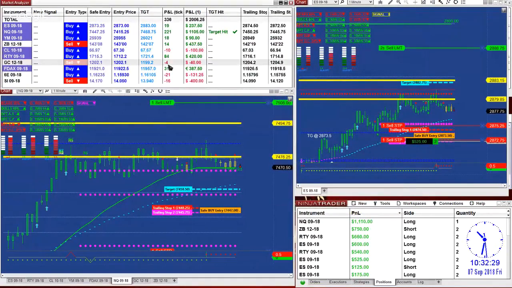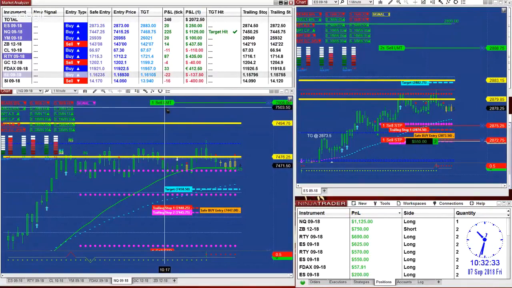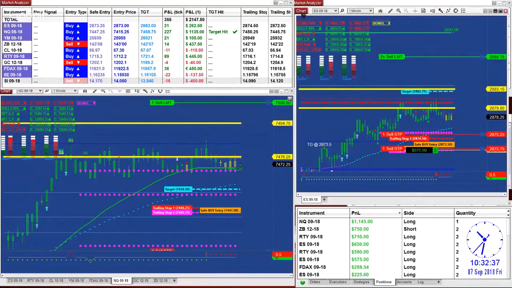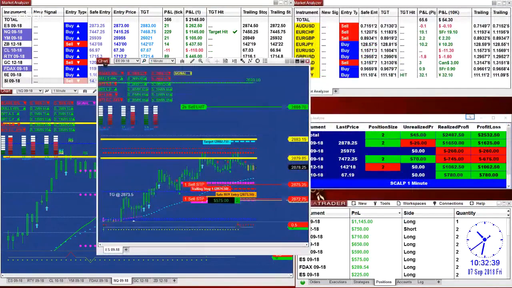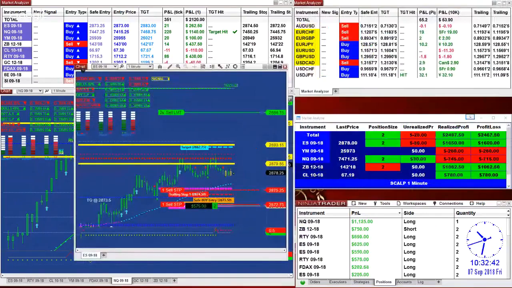And then we have the gold, which is struggling today. The 6E did go south, and the silver is also south. And the scalpers are still going in the same circle based on 1 minute.